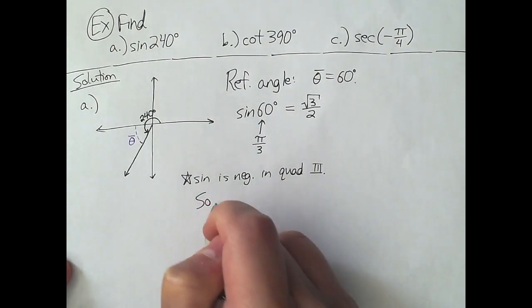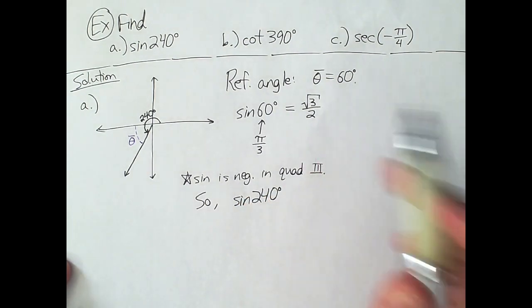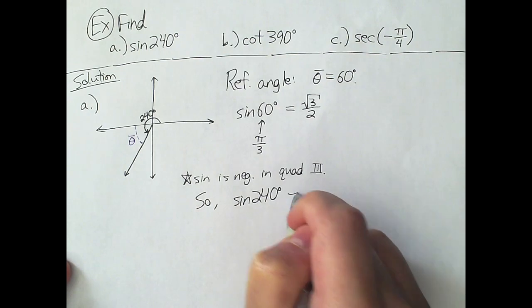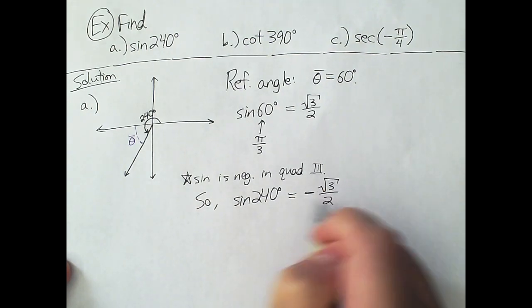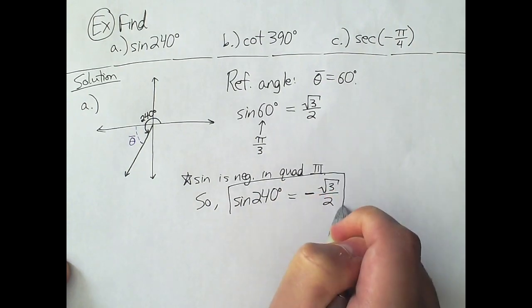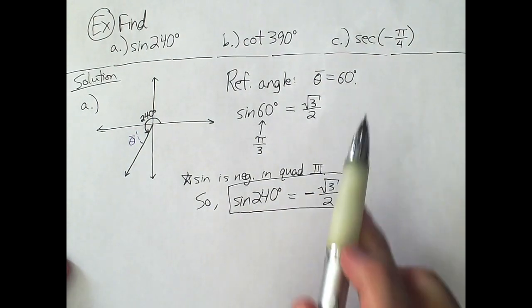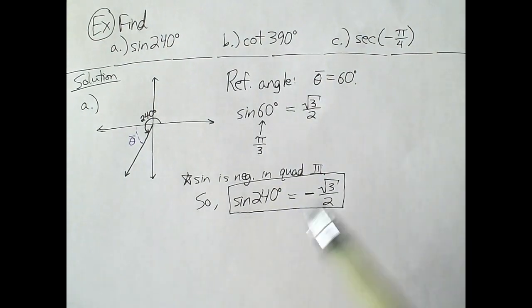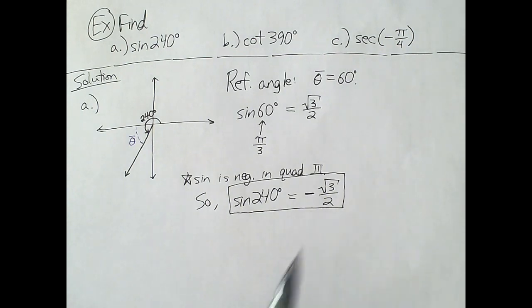So the answer then is that sine of 240 degrees is the answer that we found above, but we have to put a minus sign in front of it. Negative square root of 3 over 2, and we answered the question. That's my answer. Don't put a box around the other one. The other one was sort of a stepping stone that we used along the way, but this is the actual answer.